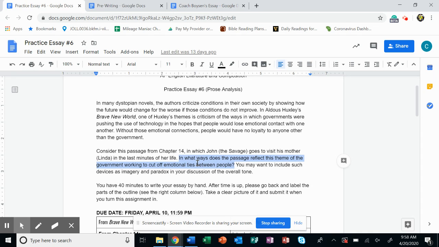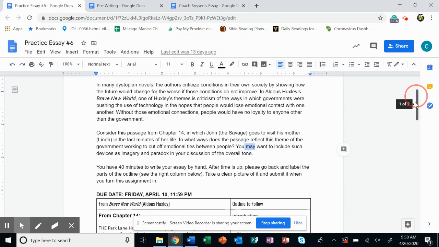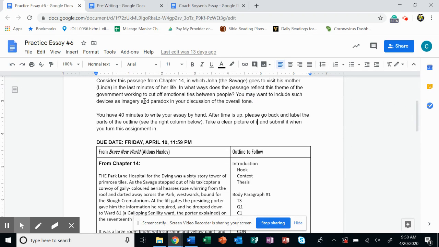And you can put devices in your thesis statement if you want or not. It says you may, and may means you don't have to, but that's kind of a clue. You may want to include such devices as imagery and paradox in your discussion of the overall tone. You have 40 minutes to write. Now some of you did this: do not write a body paragraph about imagery and then write a body paragraph about paradox. Don't do that because they're going to overlap. In fact, a couple of you ended up using the same quote in both body paragraphs because you organized it this way.